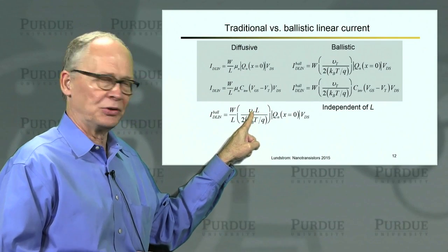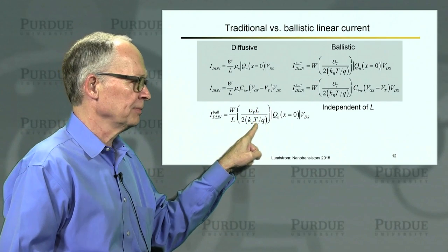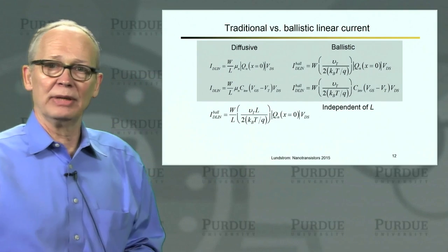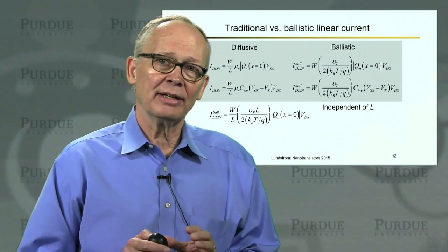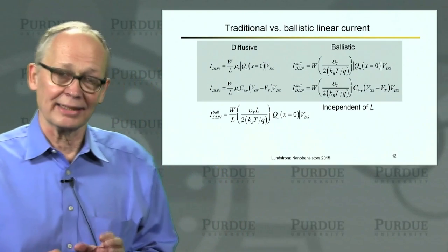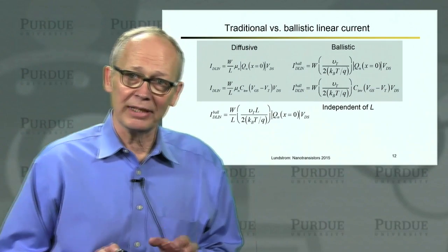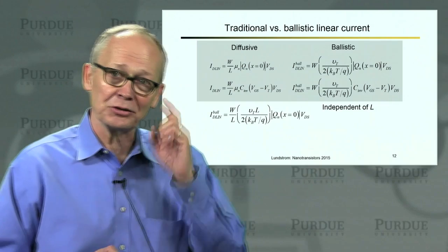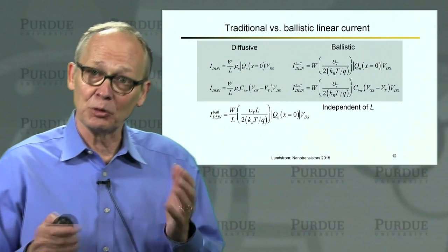Velocity is centimeters per second. Length is centimeters. kT over q has the units of volts. This quantity in parentheses has the units of centimeters squared per volt second. That rings a bell. Something else we know has the units of centimeters squared per volt second. That's mobility.